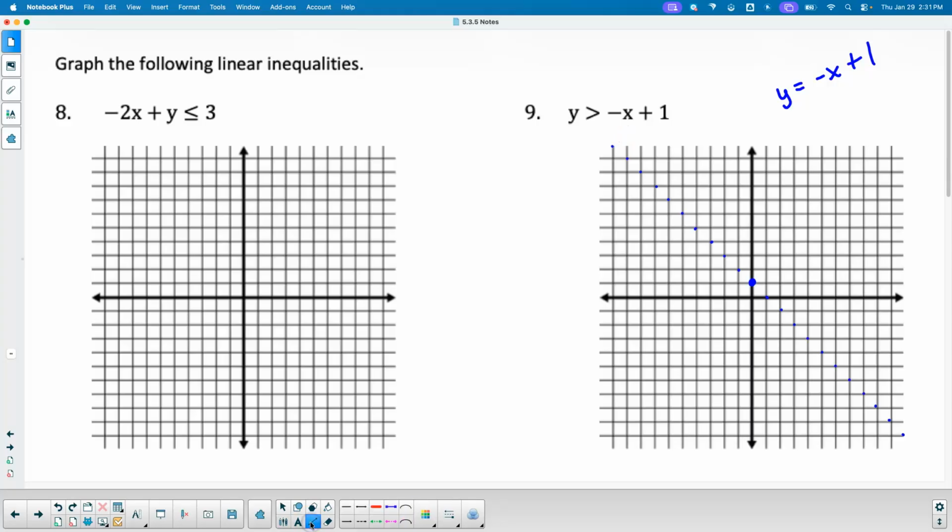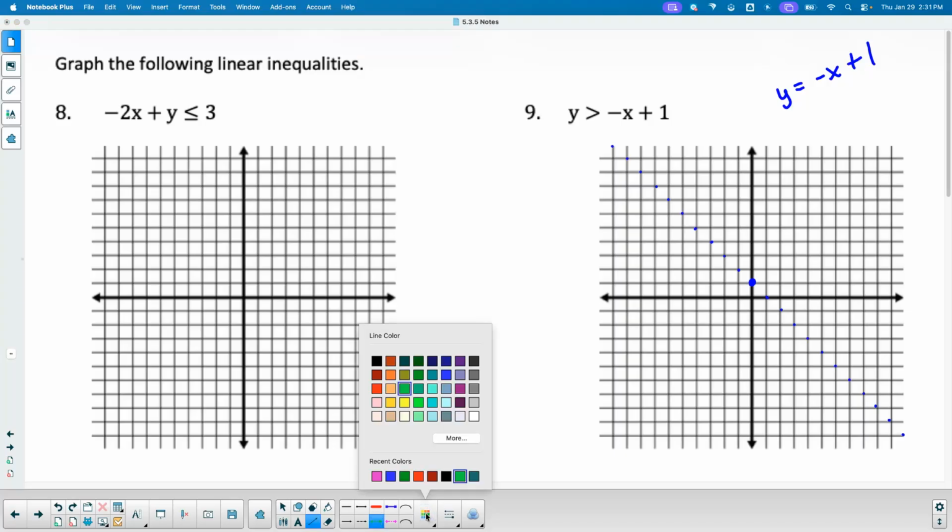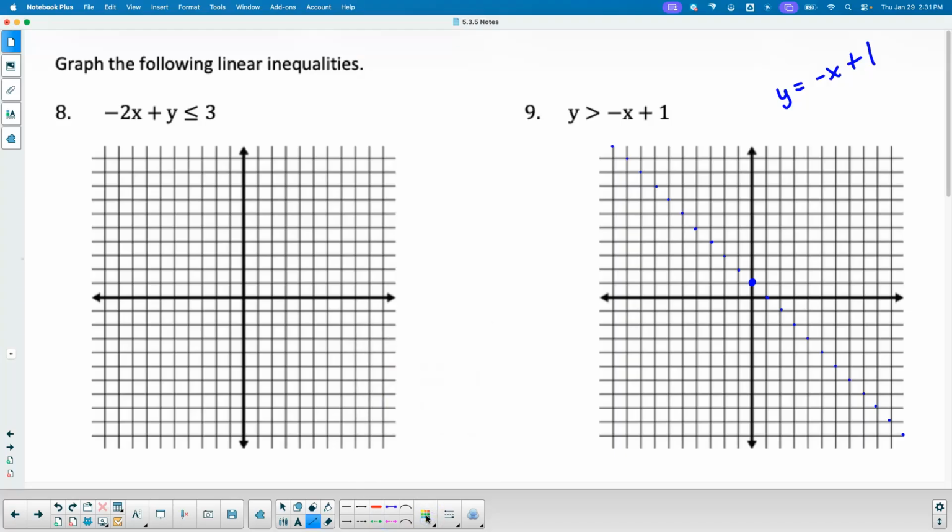So that's going to be the hardest part for you. It is every year, even for my pre-calc kids. This is still hard on them because they just want to draw the line in. They forget that it's got to be dashed. So then they've got to go back and use their eraser and erase parts of the line. Okay? All right? So there we go.